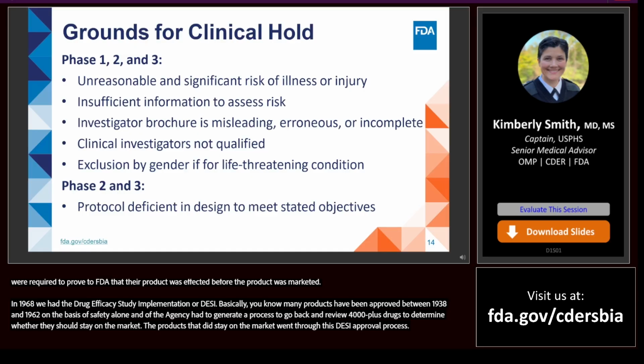The investigator brochure, which is intended to provide information to investigators on what is currently known about the drug, may be misleading, erroneous, or incomplete and need to be corrected to make sure that information on the drug is being accurately and completely portrayed to investigators who are enrolling patients in the study. The clinical investigators may not be qualified to conduct the investigation. And then lastly, if there is a disease that is life-threatening and affects both genders, but one gender, often women, are being excluded, that could be another ground for a clinical hold.